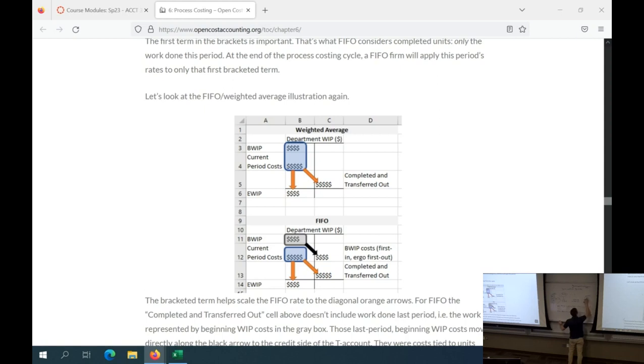I'll recreate, like I said, my beginning WIP. Oof. Start that over.